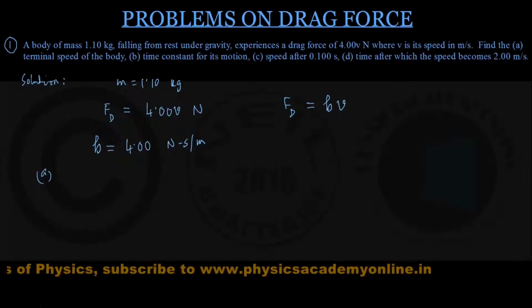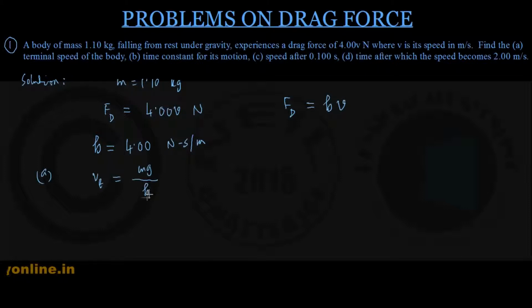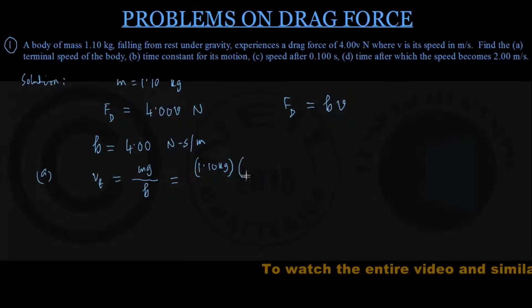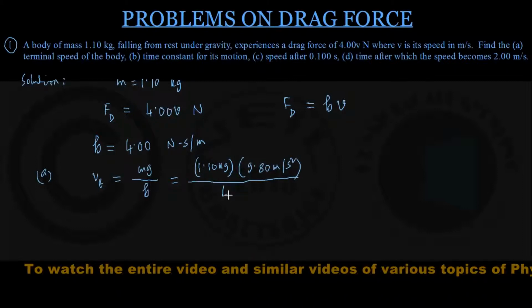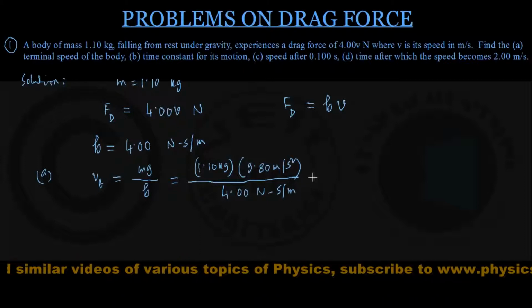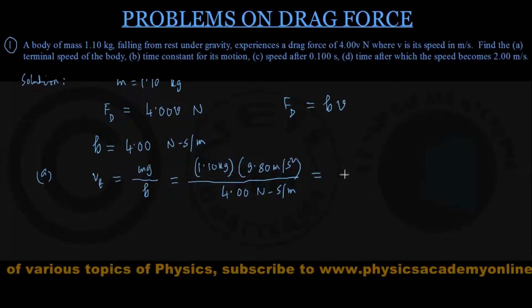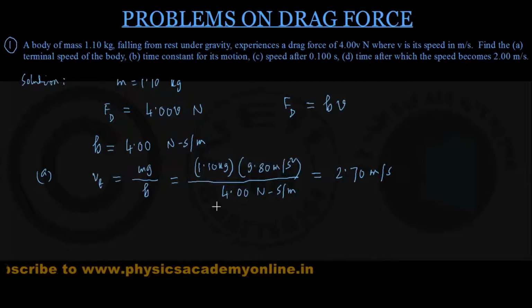Part A asks about terminal speed of the body, and you are aware that Vt, terminal speed, is given by the formula mg by b. Of course, in the motions where drag force varies linearly as speed and the other propulsive force is the gravity force. So here we put the values. M is 1.10 kg. The value of g we put 9.80 meter per second square. The value of B has been found just now by comparison with the given data, 4.00 Newton second per meter, and calculate this to show the terminal speed Vt is coming out to be 2.70 meter per second up to 3 significant figures. That is the first part of the problem.